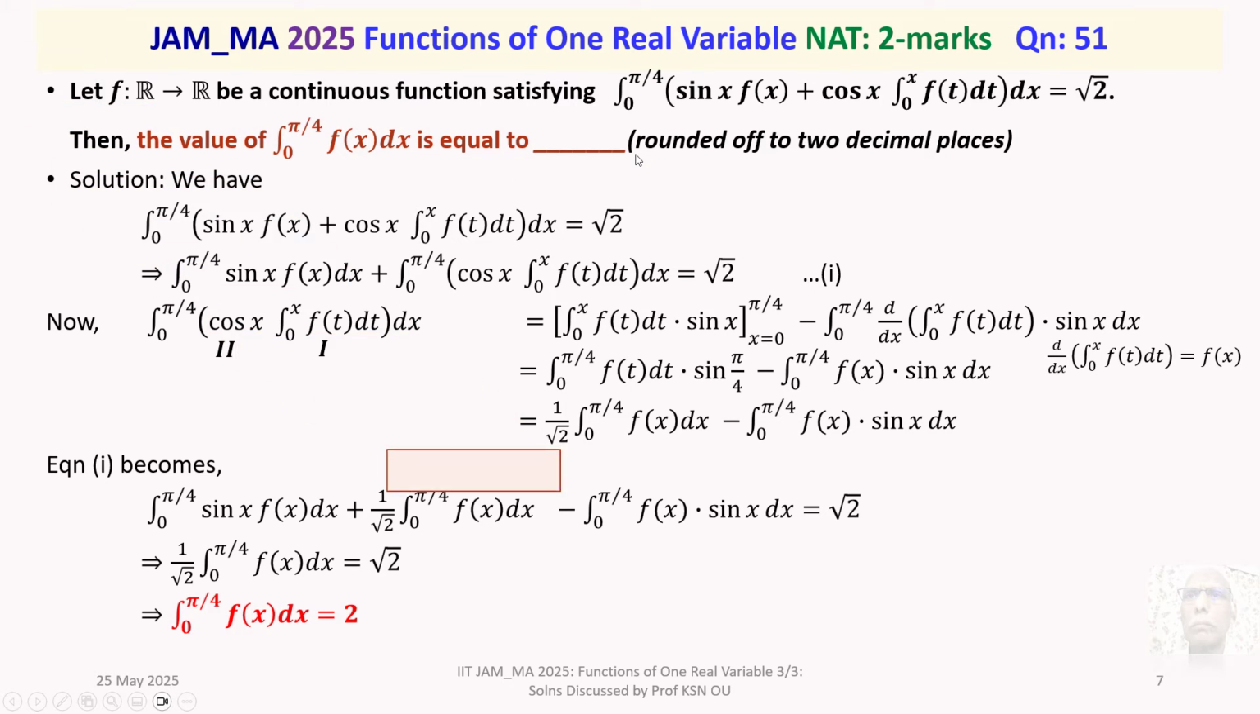Therefore, the answer to this question is 2.00, rounded off to 2 decimal places. That is the detailed discussion of the solution of this problem, and it is a very simple and straightforward question. Let's move to the next question.